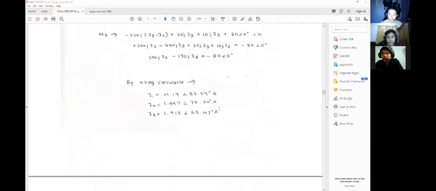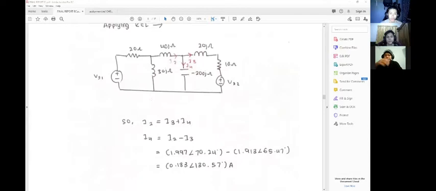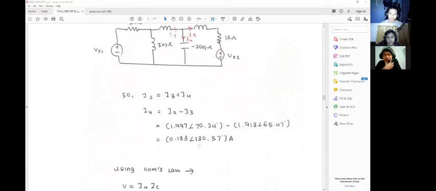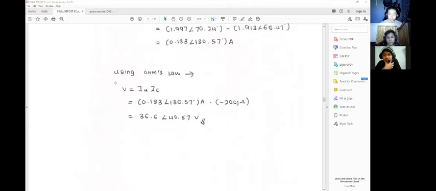So next is to find the vC(t). Since we know the currents flowing in I2 and I3, I'm applying the KCL rule, which is I2 equal to I3 plus I4, which is current in equals current out. The current that we want is I4, so we rearrange the equation. It will become I4 equal to I2 minus I3. So we'll get I4 is equal to 0.13 angle 130.57 ampere. Only then we can find the vC(t). By using Ohm's law, V is equal to I4 multiplied with Zc. So we'll get 36.6 angle 40.57 volts.